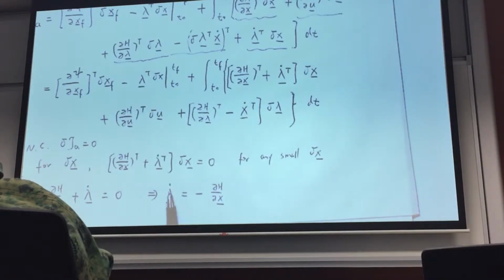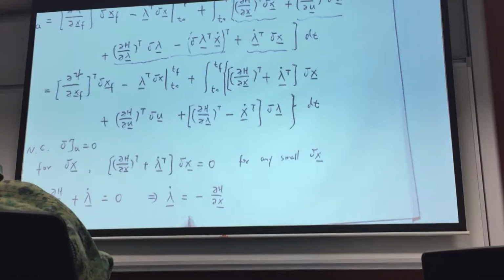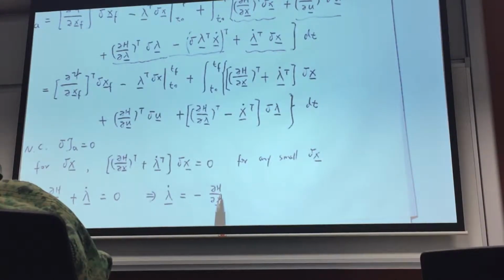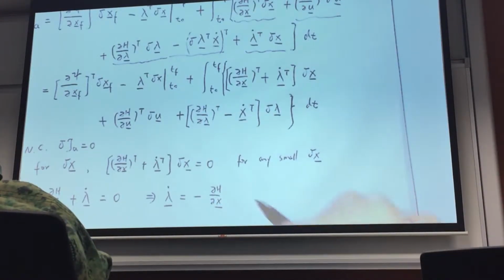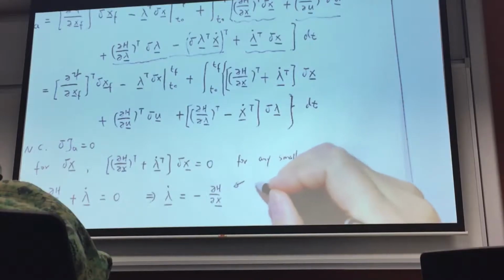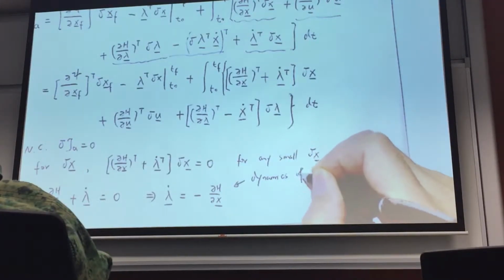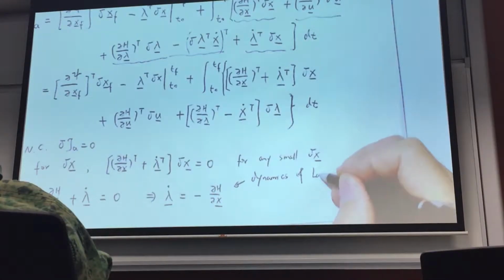So we have an equation for lambda dot. We know that lambda is a Lagrange multiplier. So actually this equation defines the dynamics of the Lagrange multiplier.